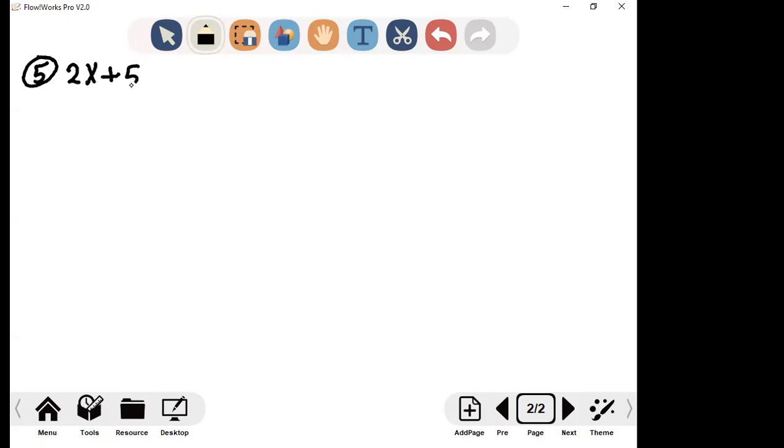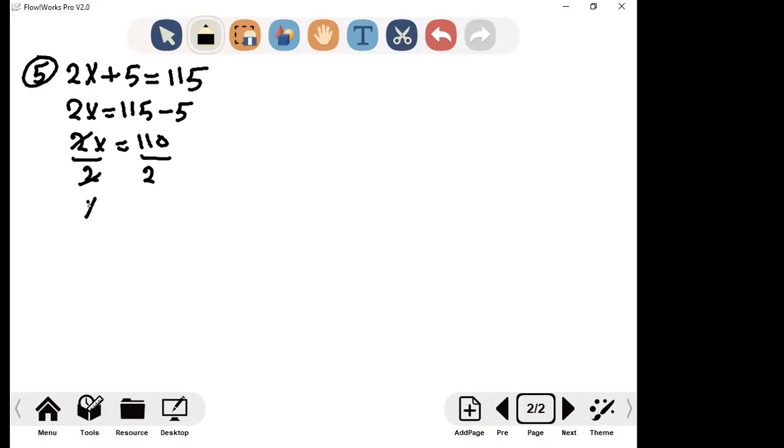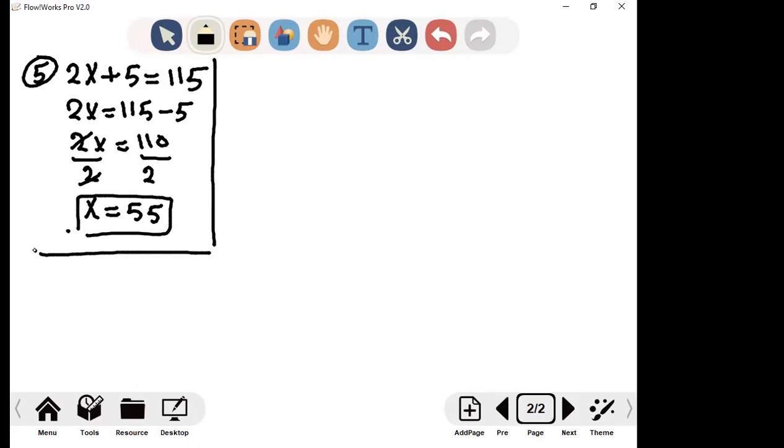2x plus 5, the first angle, equals 115. Shift and divide. 2x equal 115 minus 5. 2x equal 110. Divide into both sides. X will be 55. This is question 5.